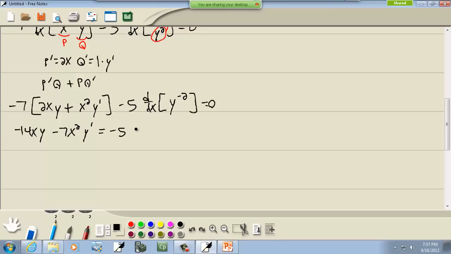Well, the derivative of y to the negative 2. Take your power, put it out in front, lower it by 1, so it becomes a negative 3. And since we're taking the derivative with respect to x, and this is really y, we're going to put on a y prime. So that gives us negative 14xy minus 7x squared y prime. And then negative 5 times negative 2 gives us a positive 10 y to the third y prime equals 0.